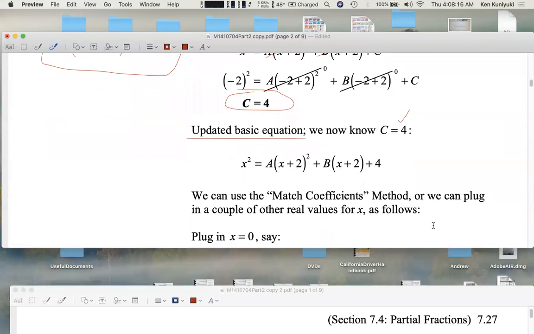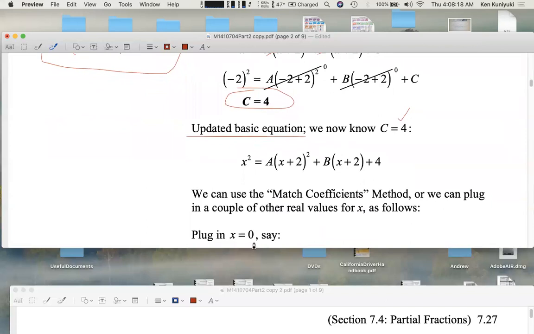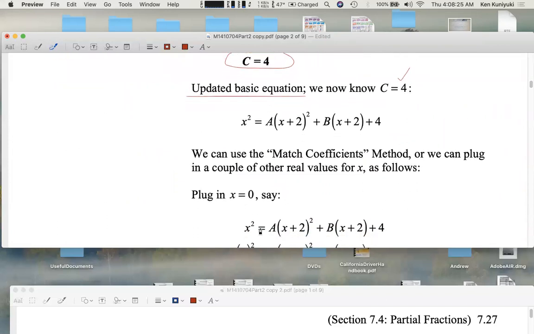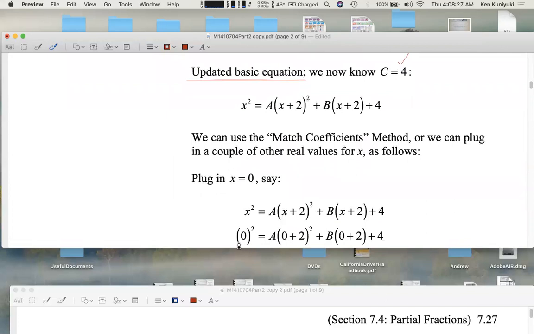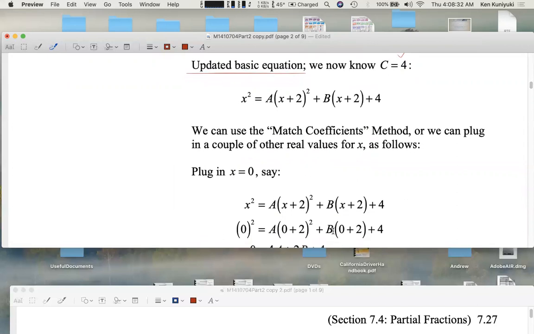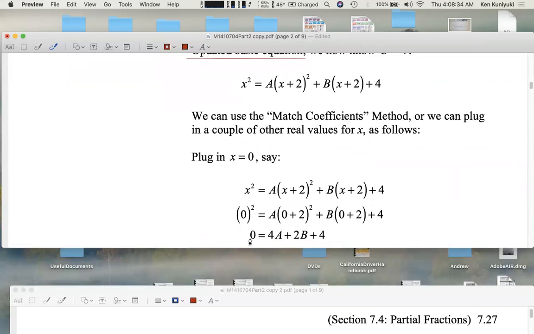Okay, let's try plugging in values. I think x equals 0 would work out. For one thing, we know 0 squared is 0, all right? I think 0 would be a popular choice. All right, so let's plug in x equals 0. We get 0 squared, or 0, on the left side. You don't have to show this work here. I mean, if you show me the next step, 0 squared is 0, okay? 0 plus 2 is 2. 2 squared is 4. That's 4 times a, plus 0 plus 2 is 2. So we have 2b over here, plus the 4.